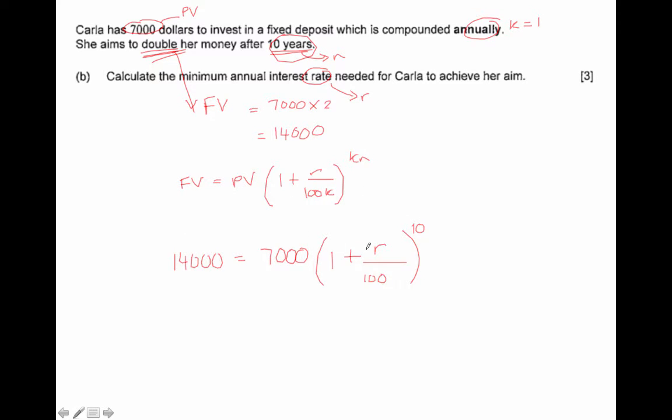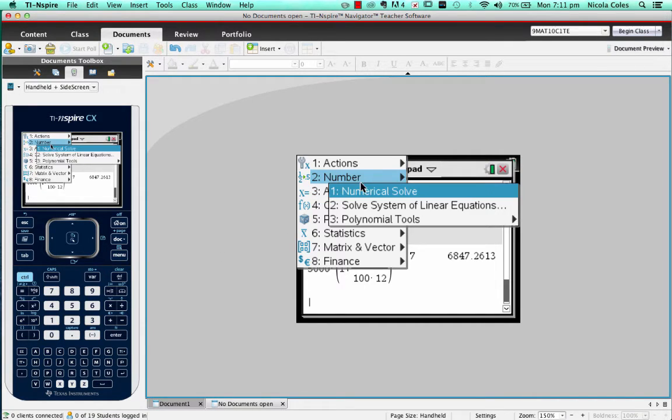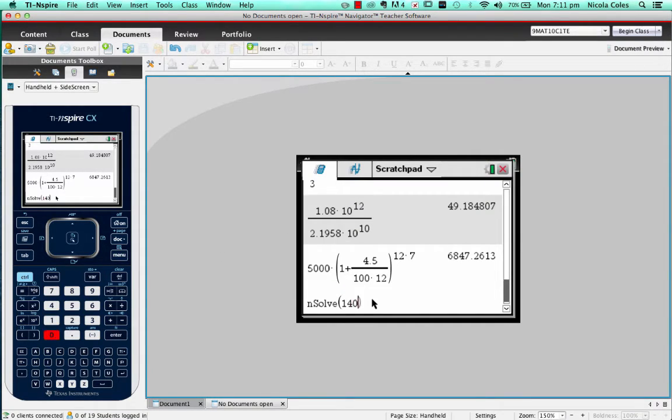So I need to solve this to find R. Number of different ways you could do it. You could rearrange by dividing by 7,000, but then you'd have to take the 10th root of 2. So, I mean, you could do that, but your calculators have a very nice feature called nsolve. This is the type of equation I'll be putting into nsolve. You just put all that in and then put comma R to tell the calculator you're trying to find R, and it will solve it for you. So if you're not sure how to do that, it's in menu, algebra, numerical solve. And you just type in the equation exactly as it is.